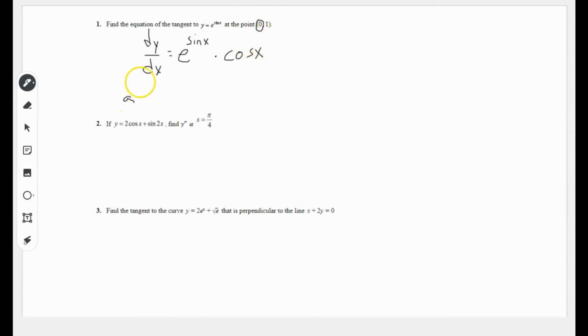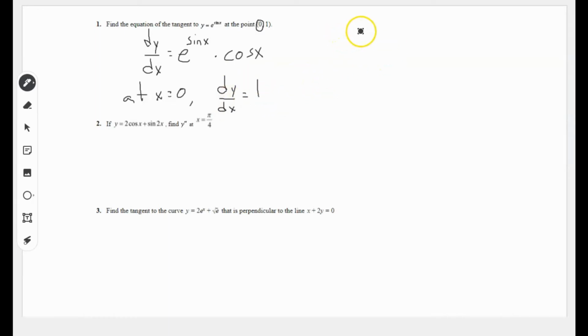And so to figure that out, we're going to find the derivative at that value of x right there, 0. So at x equals 0, well, sine of 0 is 0, and e to the power of 0 is just 1. So we have a 1 here, and the cos of 0 is 1. So 1 times 1. So the derivative is 1, meaning the slope is going to be 1.